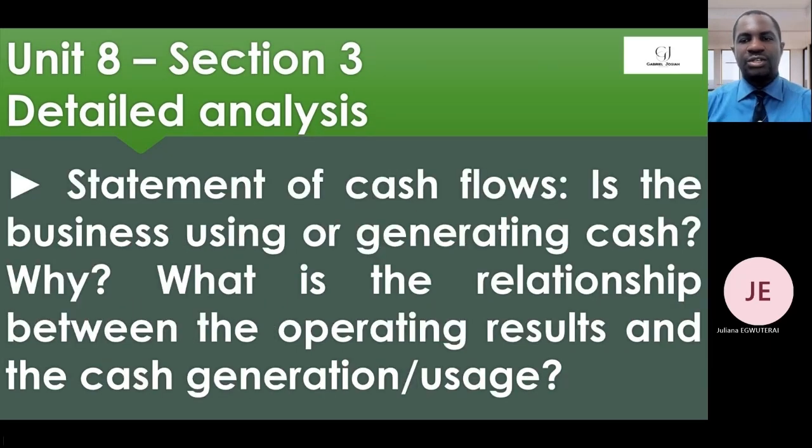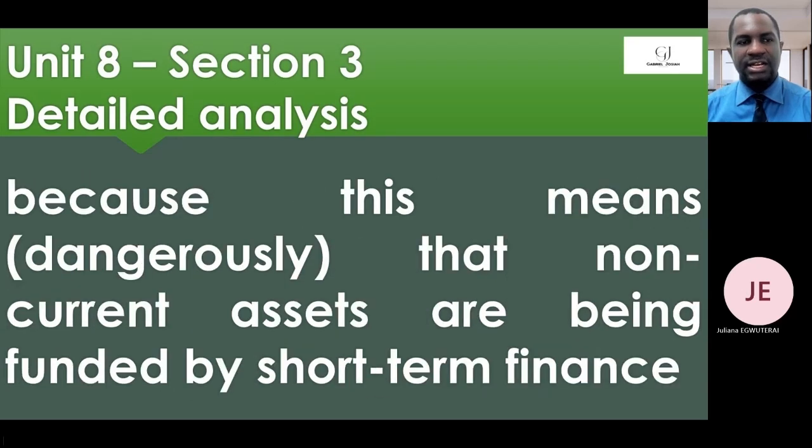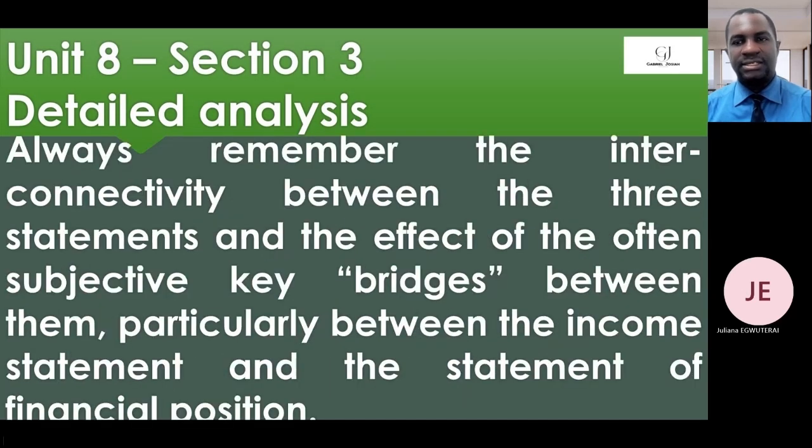Okay, so the statement of cash flows now, you are looking at is the business using or generating cash? Is it using cash or generating cash? To what extent? Then the question is why? What is the relationship between the operating results and the cash generation and usage? So the cash flow is where he has not tested. So please take note of this in the detailed analysis in case he tests it.